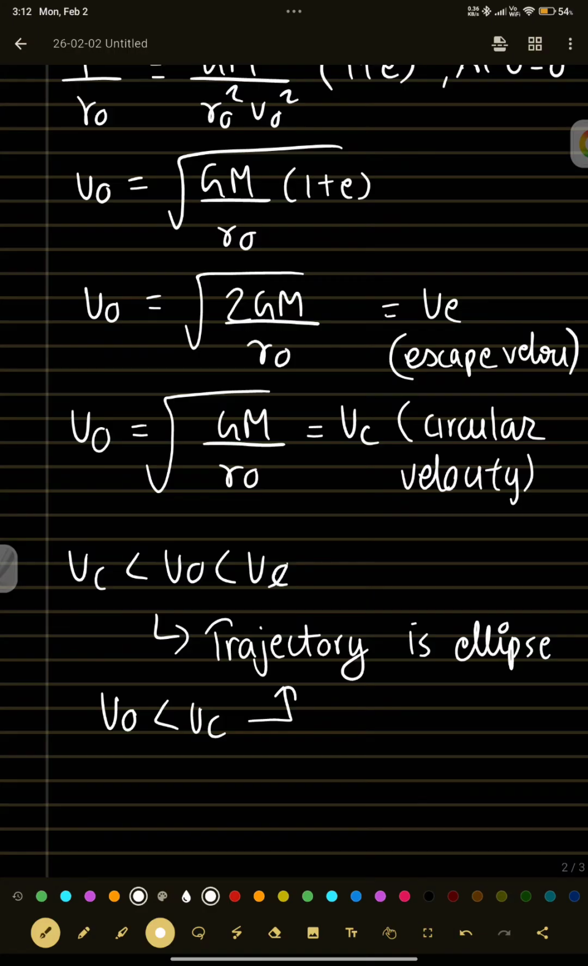So, how do we determine the a, the semi-major axis of the ellipse?